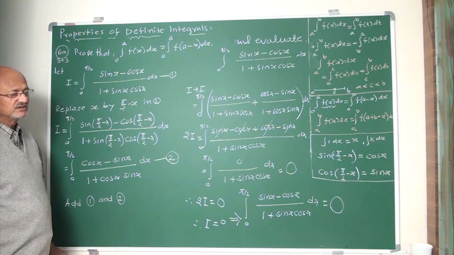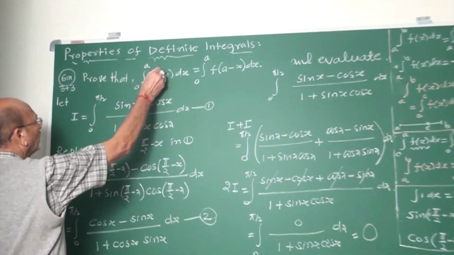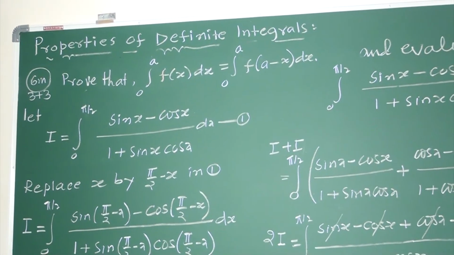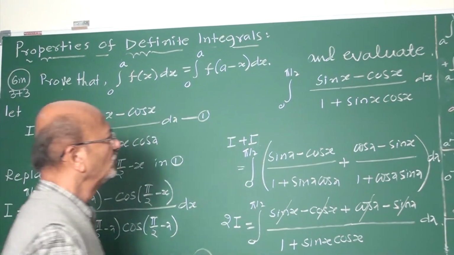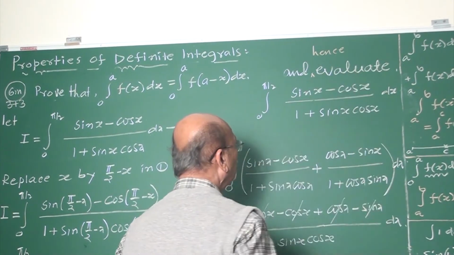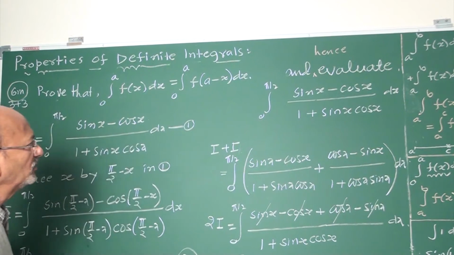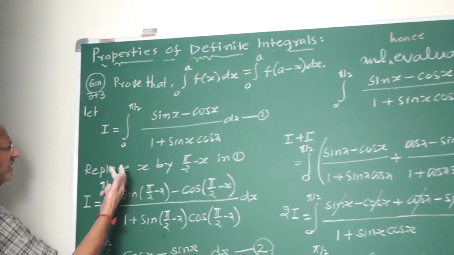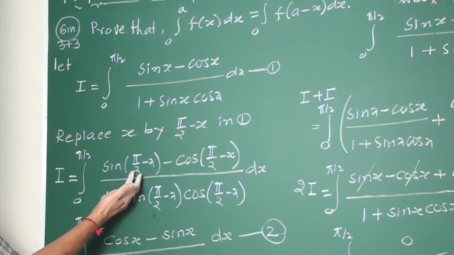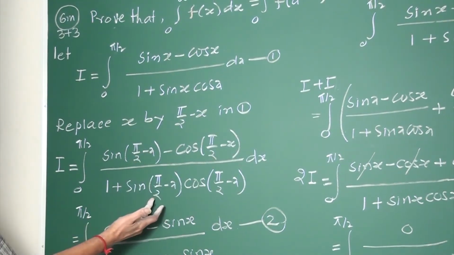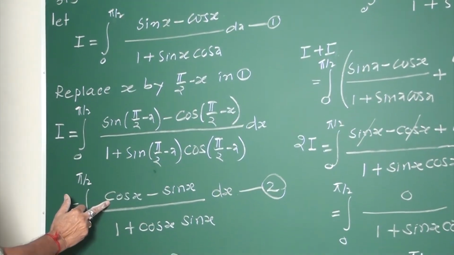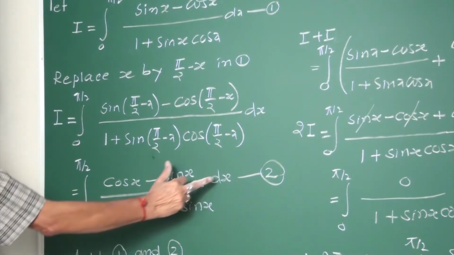Yes, friends, I will explain once again. This is the exam question they asked: integral 0 to a of f(x) dx equal to integral 0 to a of f(a minus x) dx, and hence evaluate. Sometimes they add this word, and hence evaluate, sin x minus cos x upon 1 plus sin x cos x. Friends, it is the same in all these examples: let I replace x by upper limit minus x. Sin of x is replaced, cos of x is replaced in numerator and denominator using the allied angle formula. These are co-trigonometric ratios that change among themselves. Sin changes to cos, cos changes to sin. Same. We name this as 2.